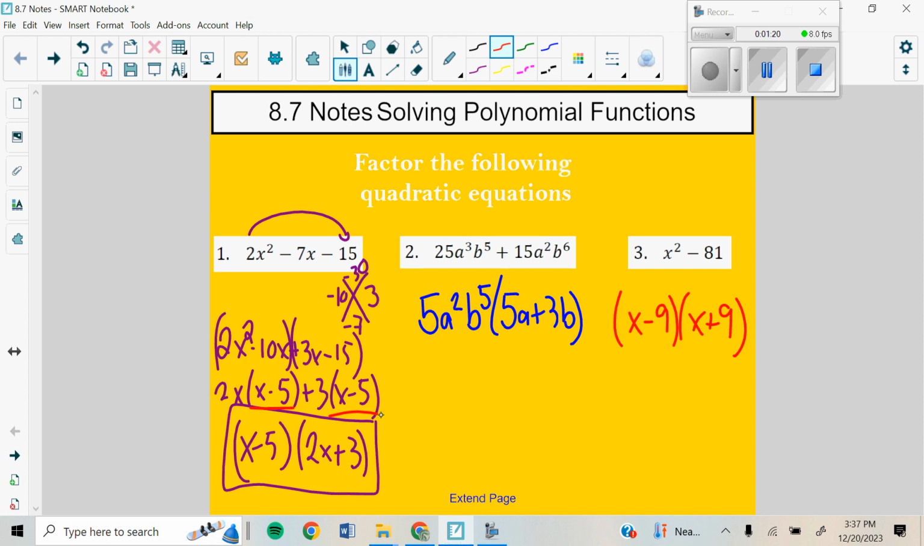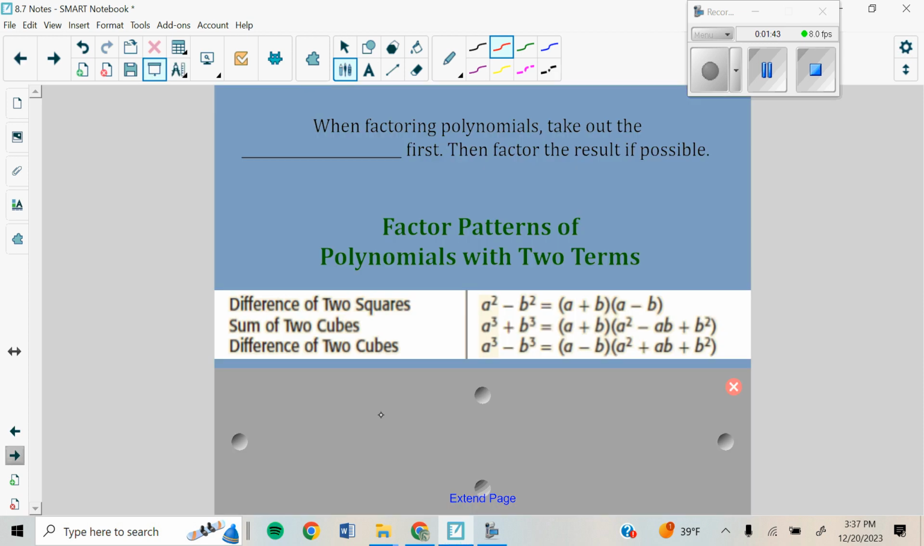Problem 2 is just a greatest common factor problem. You didn't have to do anything else with it. And then problem 3 is a difference of perfect squares. There's no b term, so x minus 9, x plus 9. Notice with all three of these problems, there is not an equal sign, so you do not have to move forward and solve for the variable. All right, so when factoring polynomials, take out the GCF or the greatest common factor first and then factor if possible.